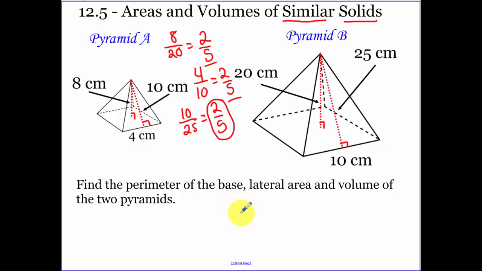Now what I want you to do right now is pause the video and find the perimeter of the base, the lateral area of each one, and the volume of each one. Okay? And on the next slide, we're going to look at how the perimeter of the base, the lateral area, and the volume compare to this scale factor that we found. So pause the video, find those on your own, and I will be looking for that when I check your notes.